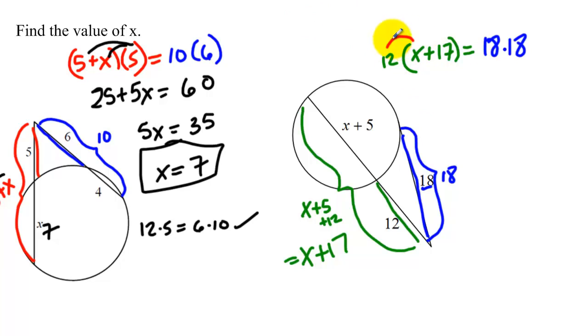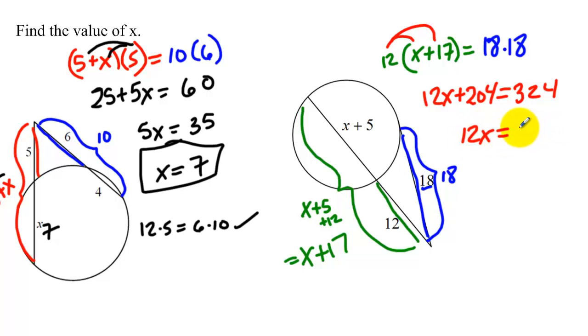Okay, so now we just simplify, distribute that in. So 12x plus 12 times 17 is 204. And set that equal to 18 squared, which is 324. And let's just solve this out. So 12x would equal 120. And that's easy. x is going to be 10.